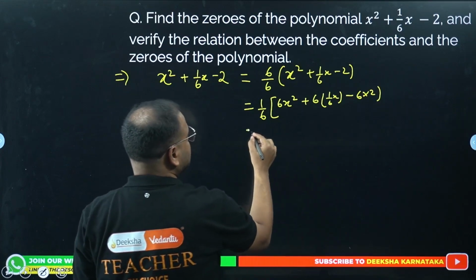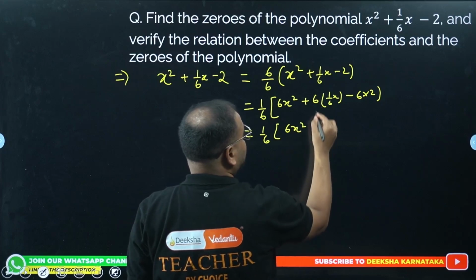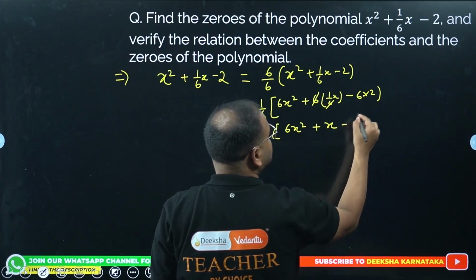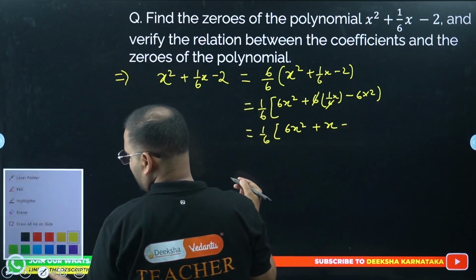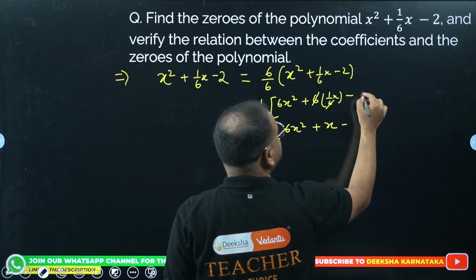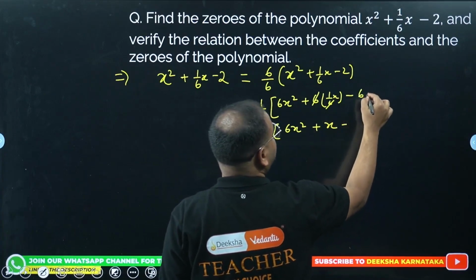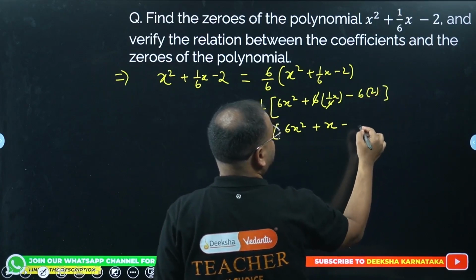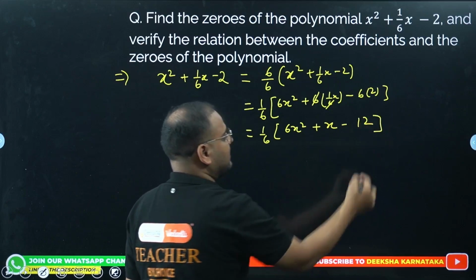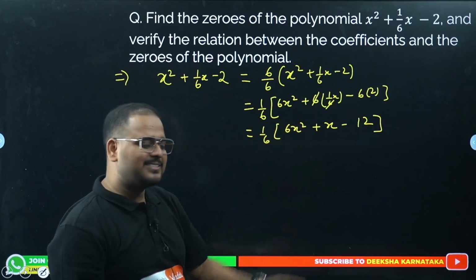Okay, so this becomes 1 by 6, 6x square plus x minus, it's not 6x square, okay? I hope it's not confusing, but let me write it better. It is 6 into 2, okay? Not 6x square. So 6 2s are 12. Now you can factorize. No fractions inside. Don't worry about outside. Only inside we worry about.